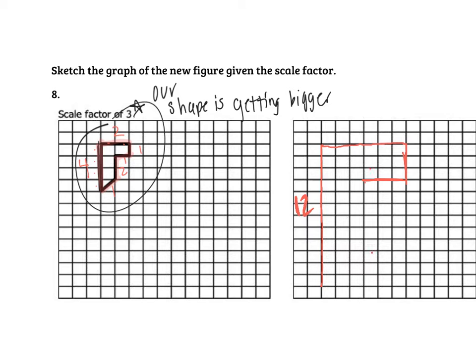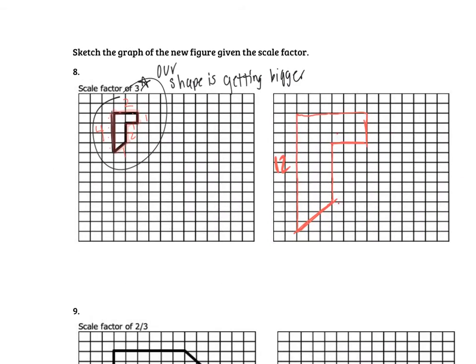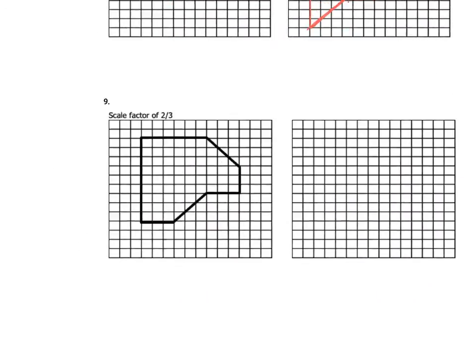This one was originally 2, so now it's going to be 6. And then this one was originally 1, so now it's 3. That's all it means. You're either enlarging your shape or you're making it smaller. And it's just going to depend on what the scale factor is.